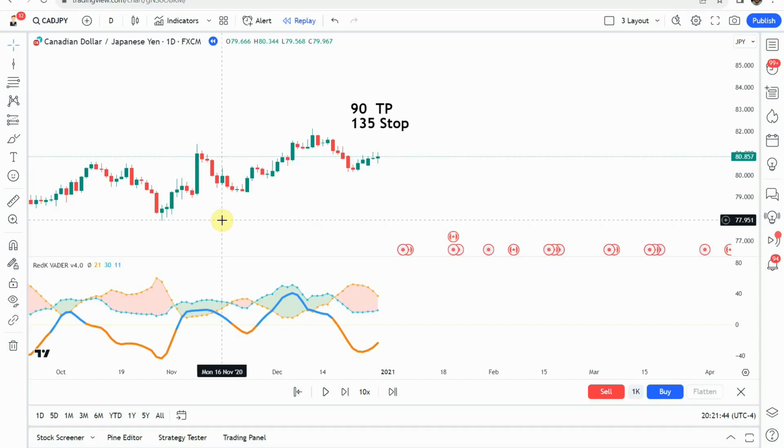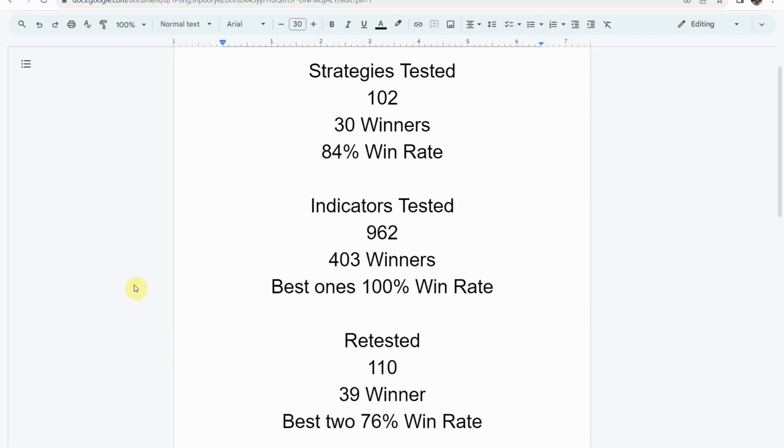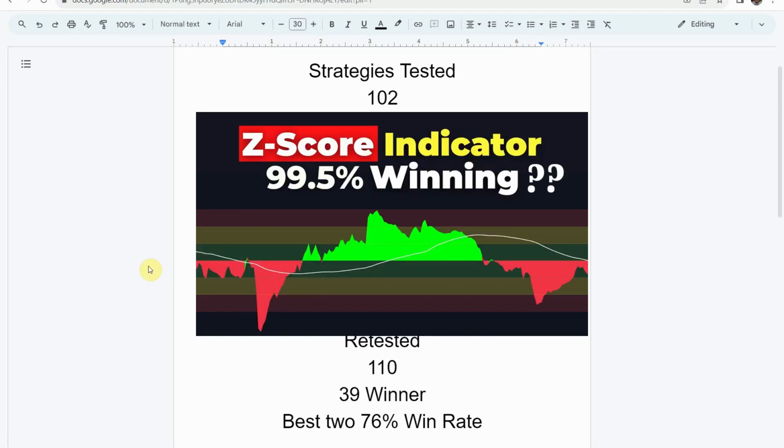Alright, as I said, today we will be testing the RedK VADER indicator. Before we do though, I wanted to put the testing scoreboard up for everyone to see. So to date, we have tested a total of 102 different strategies, with 30 of them being winners. The best one so far was able to achieve an 84% win rate. That is the Academy of Forex indicator with the Z-score probability indicator. I'll put a thumbnail up of that video on screen right now, and I will also link to it at the end of this video with that same thumbnail.